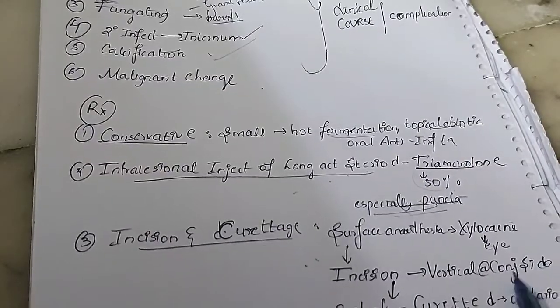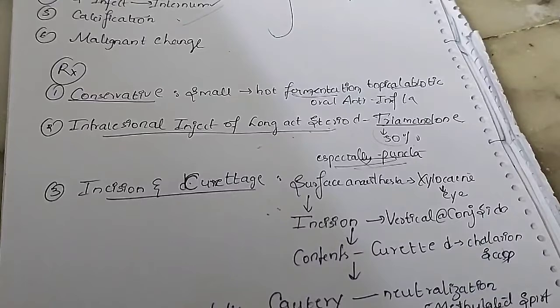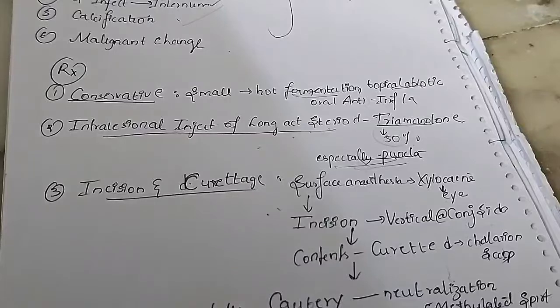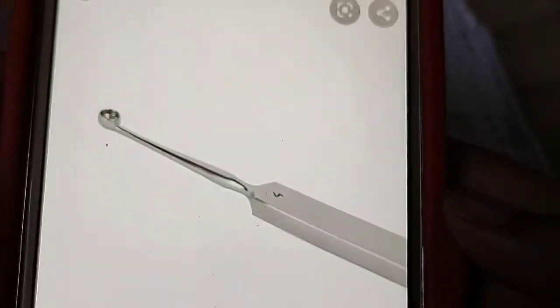Next is incision and curettage. This is the most effective, conventional treatment for chalazion. The surface anesthesia is first given by instilling xylocaine drops. Next, incision is made with a sharp blade. This should be vertical on the conjunctival side to avoid injury to the meibomian glands. Next, contents are curetted out using a chalazion scoop. I'll show you a picture of a chalazion scoop. So this is a picture of a chalazion scoop. By this we curette out.